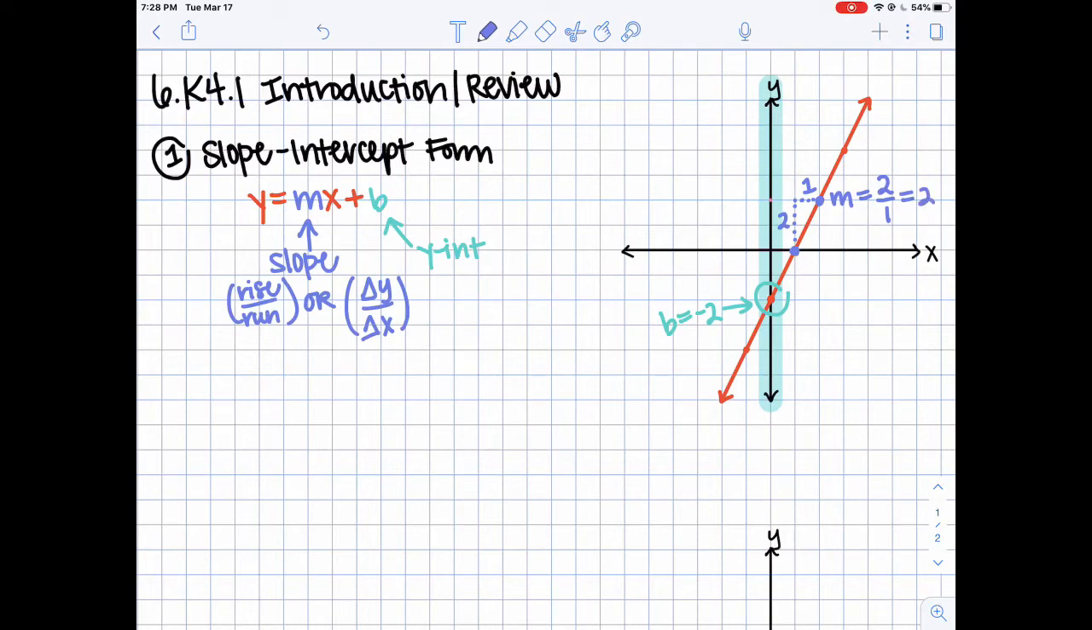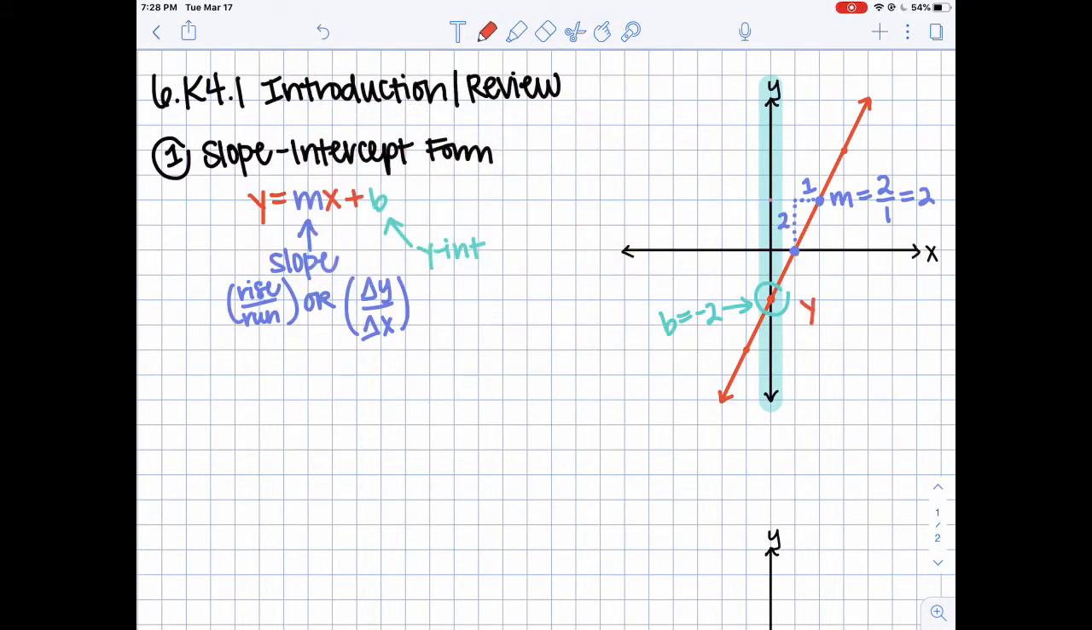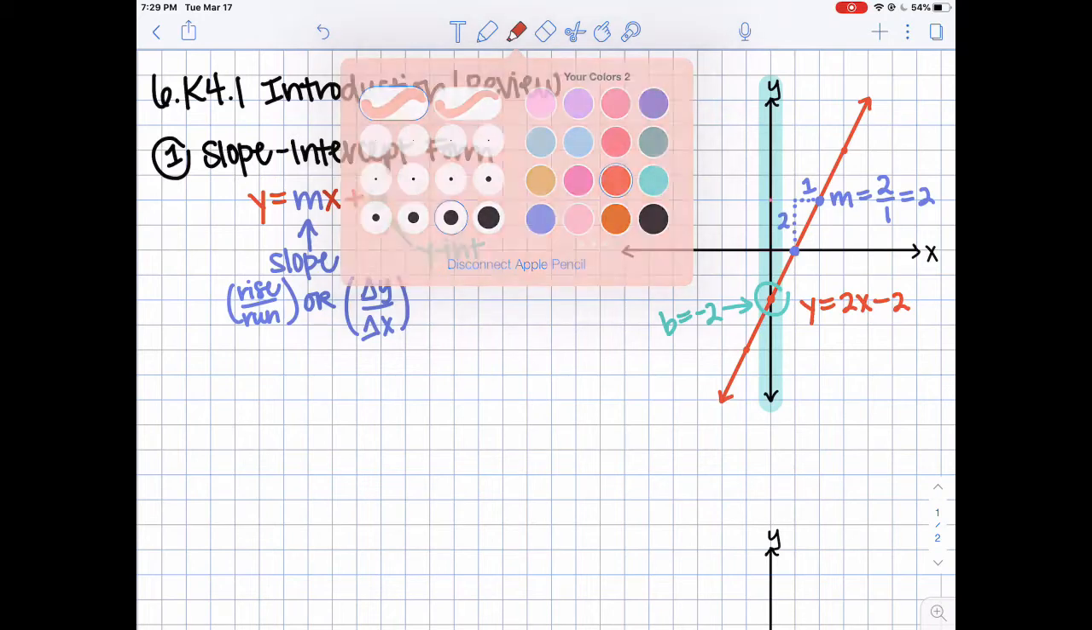Okay, so if I'm going to write the equation for this, y equals mx plus b, I now know that m is 2 times x, which is always there, it's our variable, and then b is -2, so I'm going to go ahead and subtract 2. So y equals 2x minus 2 is my equation.